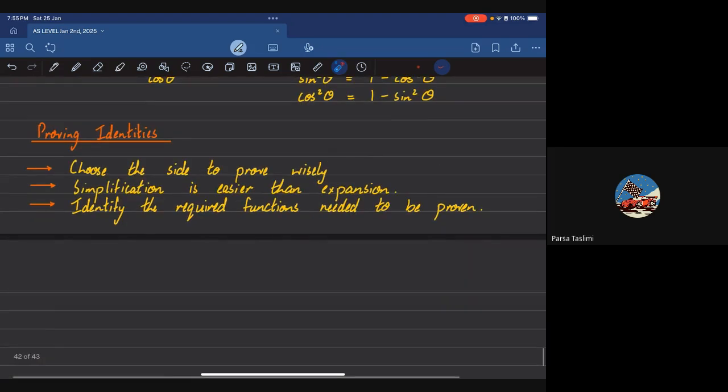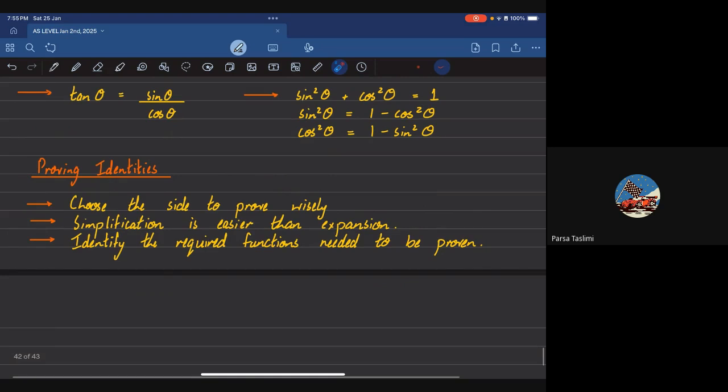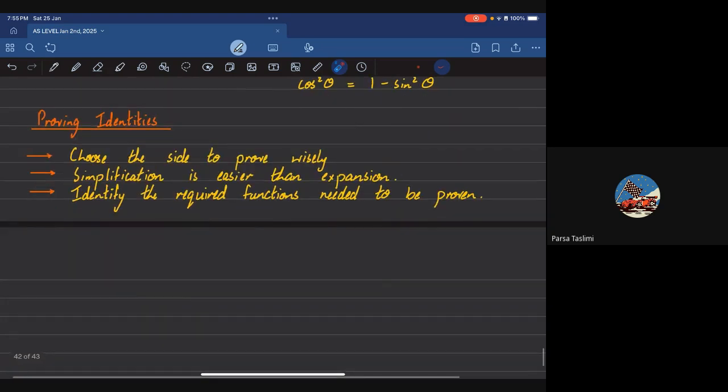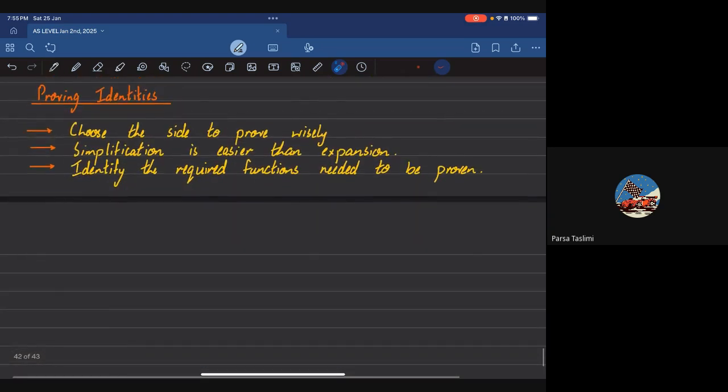Now, we're going to prove identities in our next class. I'm going to explain all these three points in our next class.